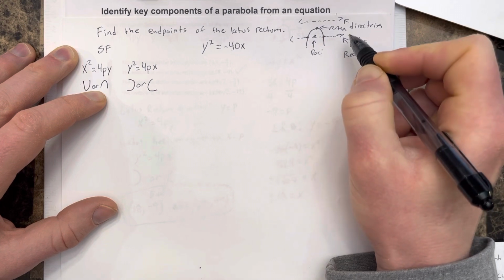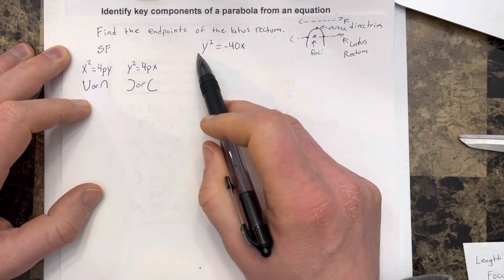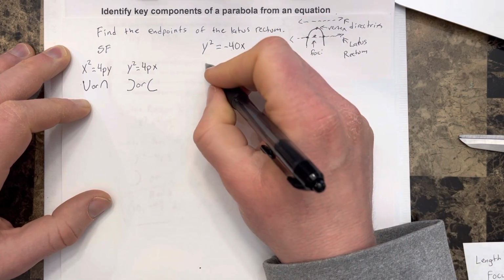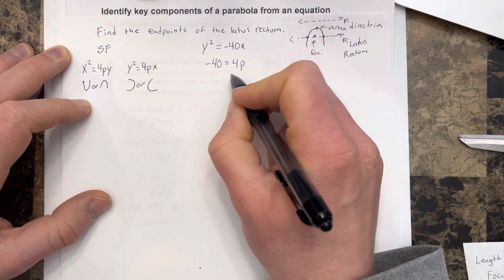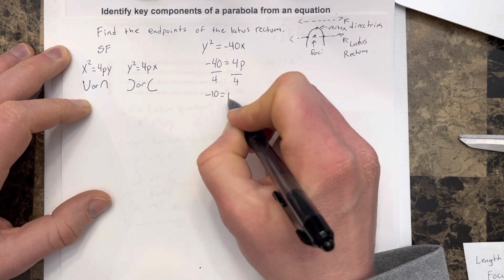Now to try to find the latus rectum, we need to get our equation into standard form, which it's already in. So we can say now that negative 40 is equal to 4p. We need to divide by 4 on each side. And we get negative 10 is equal to p.